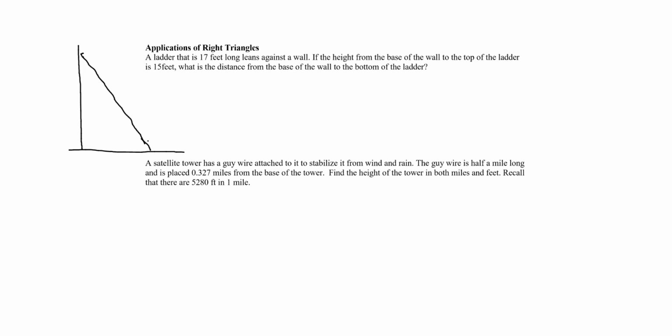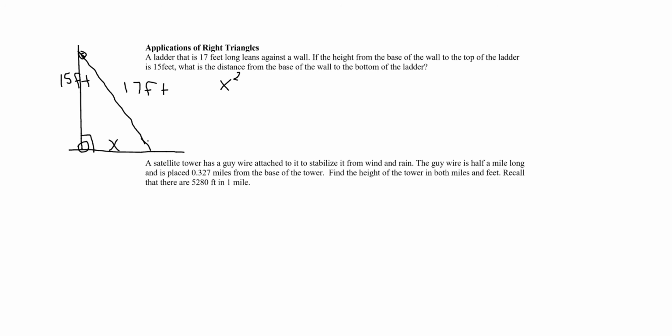And we know that the ladder is 17 feet long, and the height from the base of the wall to the top of the ladder is 15 feet. So here's the base of the wall, and here's the top of the ladder. This distance right here is 15 feet. And they want to know, what is the distance from the base of the wall to the bottom of the ladder? So right here, this is x. And remember, where our wall meets the floor, that's going to be a 90-degree angle. So again, this time we're missing one of the legs, and we have the hypotenuse. So we're going to solve it again.